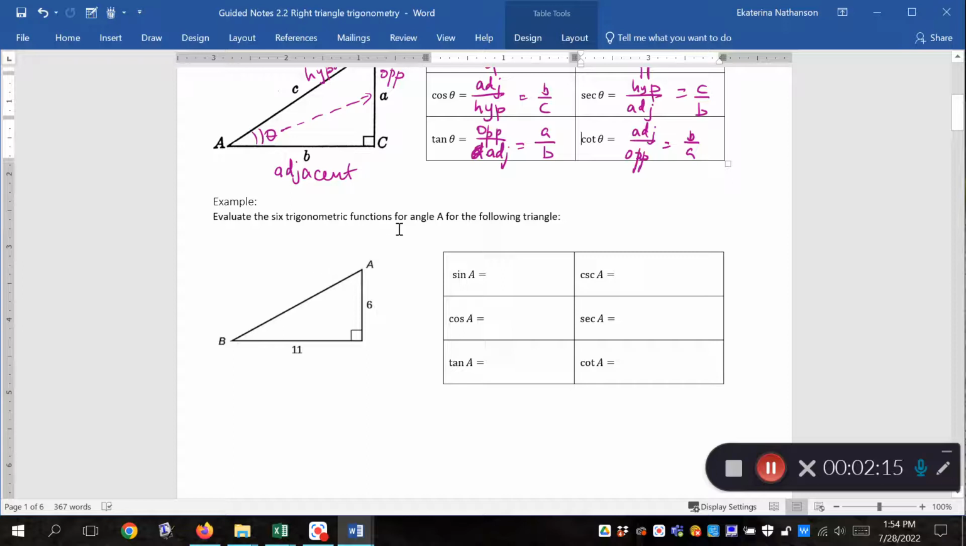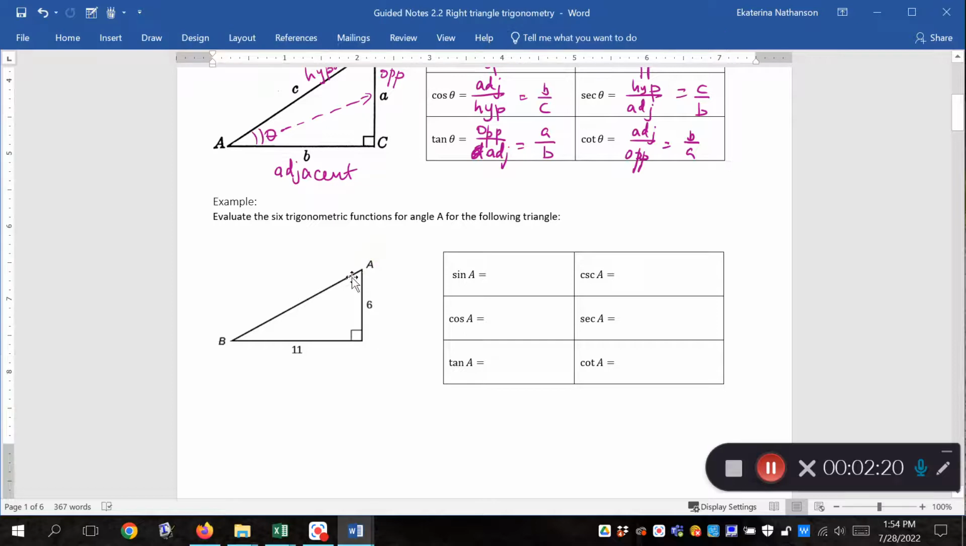We need to evaluate the 6 trig functions for angle A for the following triangle. In this triangle, angle A is here on top. So let's first identify where we have opposite, adjacent, and hypotenuse. Hypotenuse is always across from the angle of 90 degrees, so this side is the hypotenuse. If we put C here for angle C, we can say that the hypotenuse, little c, is right here. Across from angle A is the opposite side, so this is the opposite side. And next to angle A is the adjacent side, so this is adjacent.